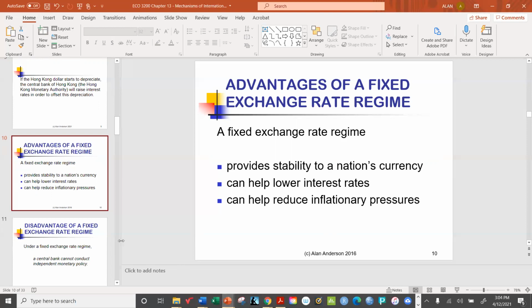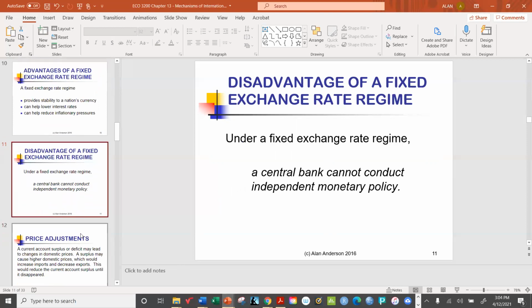Now, what's the drawback? Why doesn't everybody do this? Because you lose control over your own monetary policy. So we'll see how and why that happens in a bit. But it turns out that you lose the ability to conduct monetary policy when you have a fixed exchange rate.